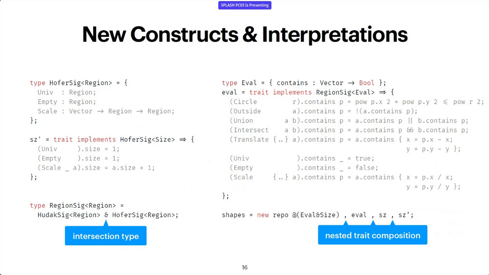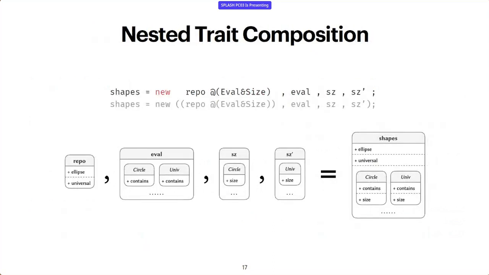And how to combine the interface and the interpretations? To combine the interfaces, we use the intersection type. To compose the interpretations, it can be difficult, but we managed to make it using nested trait composition. Let's take a closer look at the trait composition here. Here, the comma denotes the merge operator. And to make the precedence clear, we add redundant parentheses on the second line.